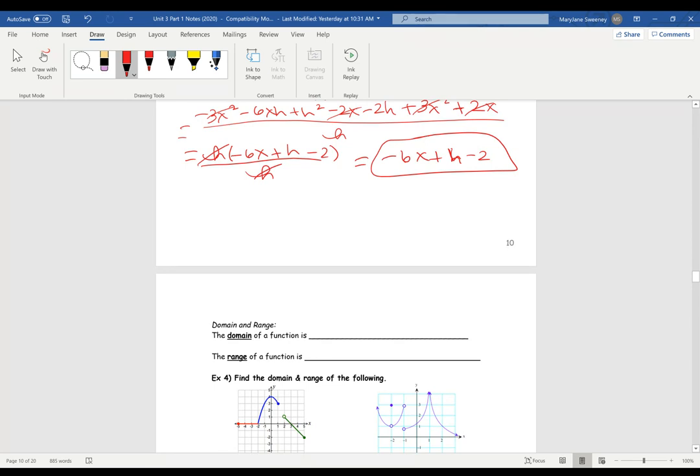Okay, domain of a function is all possible x values that will output real y values, and the range is all possible y values that correspond to real x values, or we could say inputs.